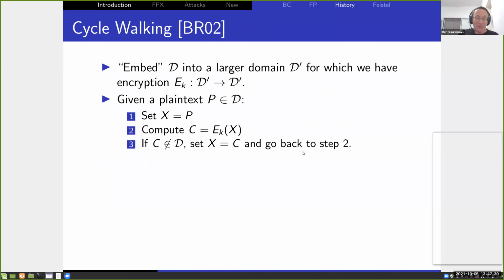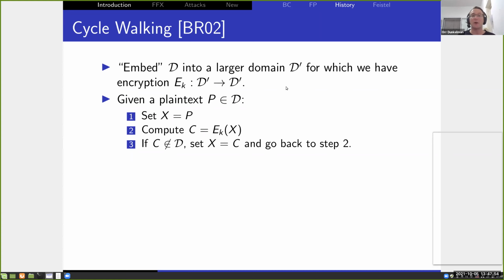So a bit later, Bellare and, not Rogaway, I will remember who the R is, I'm terribly sorry, suggested 3 solutions to how to build format preserving encryption for any domain size. So the first one is cycle walking. The idea is as follows.